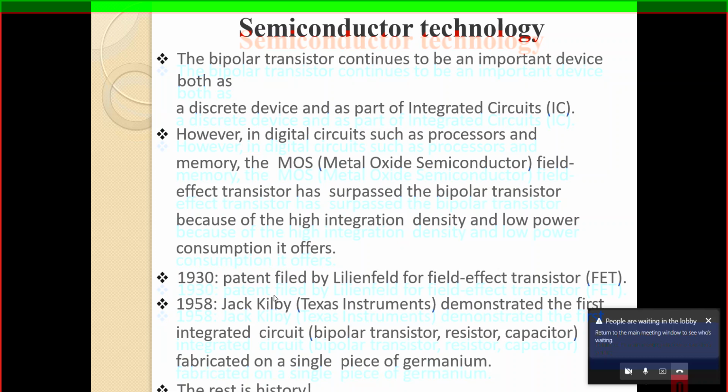In the year 1930, a patent was filed by Lilienfeld, the scientist who conceived the first field effect transistor, the FET. Then in 1958, Jack Kilby at Texas Instruments built the first integrated circuit, with a bipolar transistor, resistor and capacitor fabricated on a single piece of germanium. This is the rest of the history.